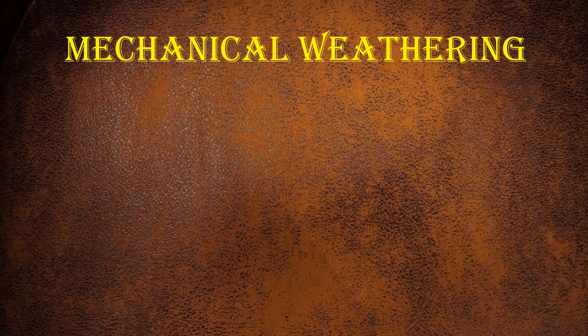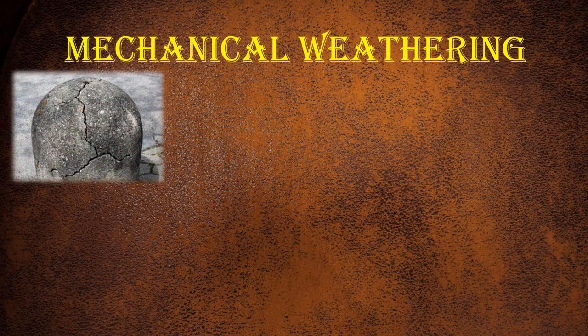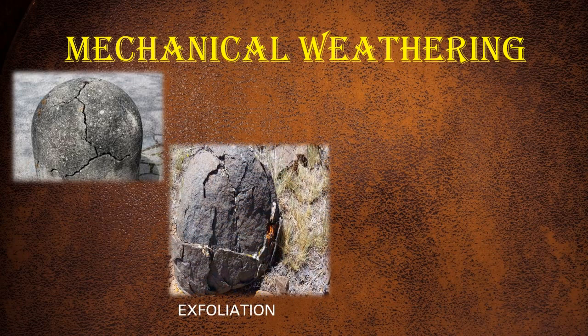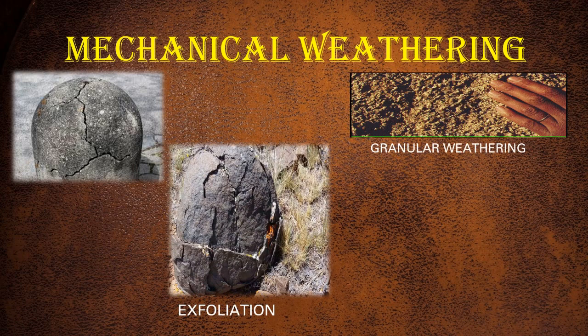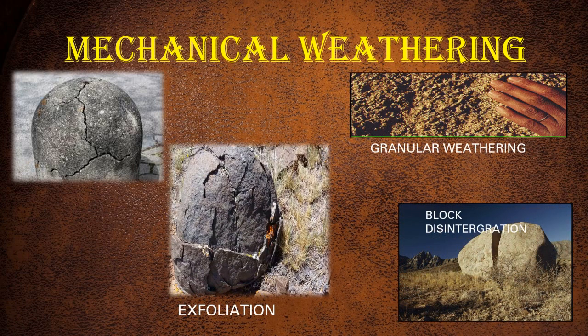In the mechanical weathering, we have studied that breaking or weakening of rock without any changes in the chemical composition is called mechanical weathering. Exfoliation, granular weathering, and block disintegration are the main types of mechanical weathering. Mechanical weathering is caused due to change in temperature, frost, crystal growth, release of pressure, and water.